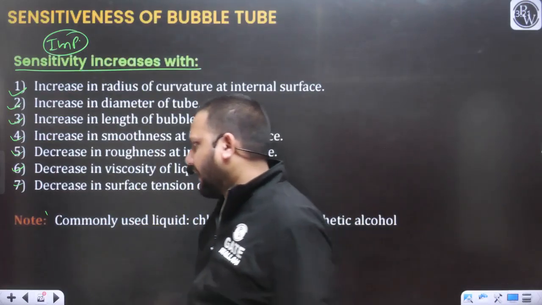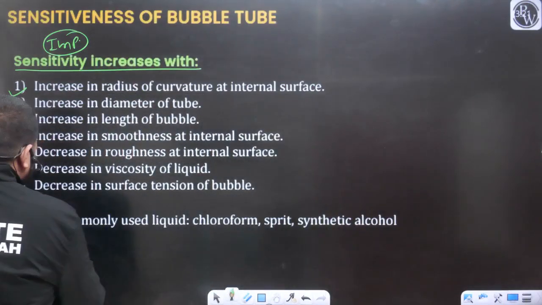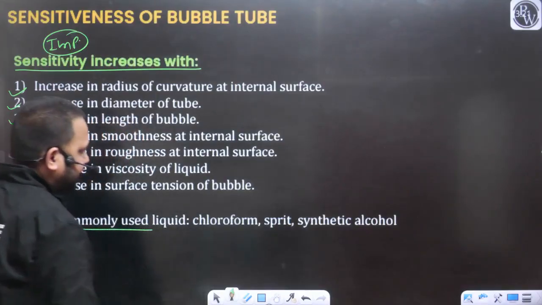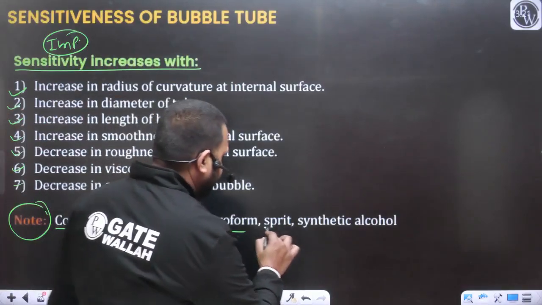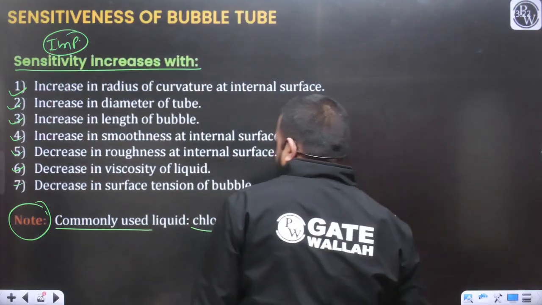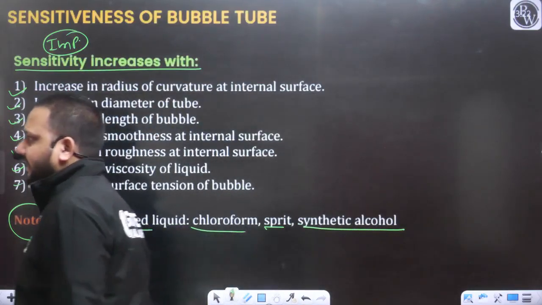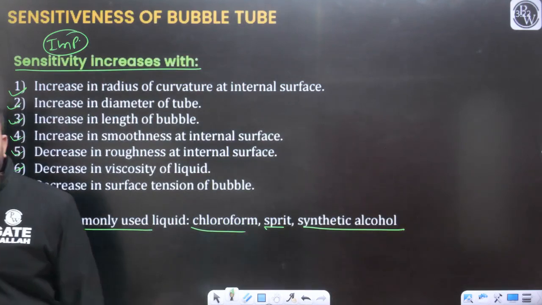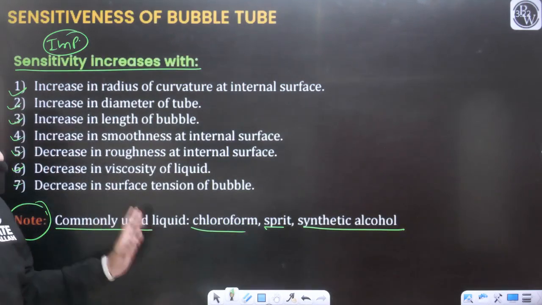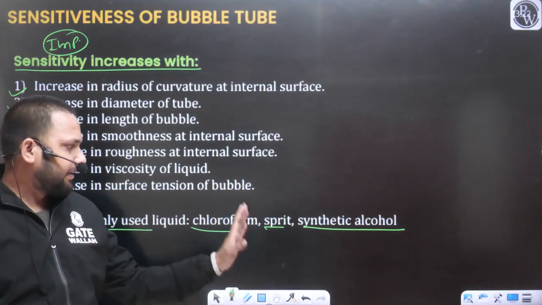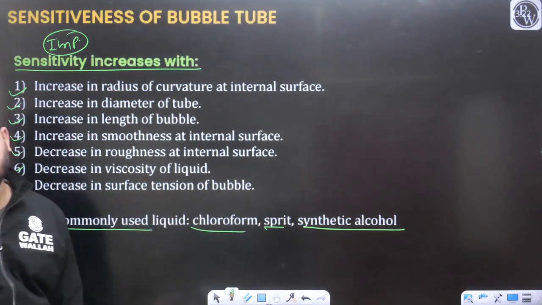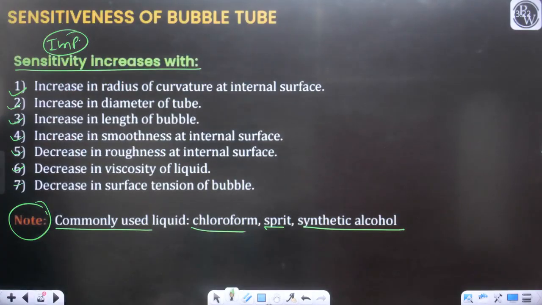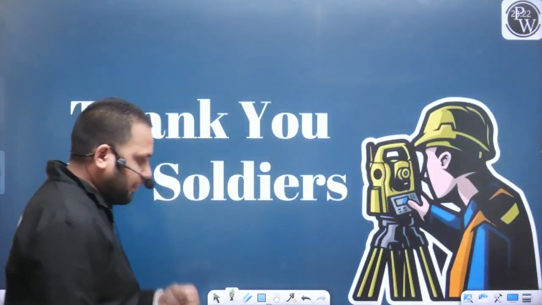And the last point: in the case of a bubble tube, commonly used liquids are chloroform, spirit, and synthetic alcohol. The most common liquids are chloroform, spirit, and synthetic alcohol. So this was the discussion related to the sensitivity of the bubble tube.